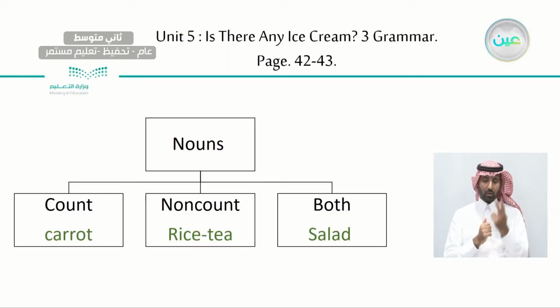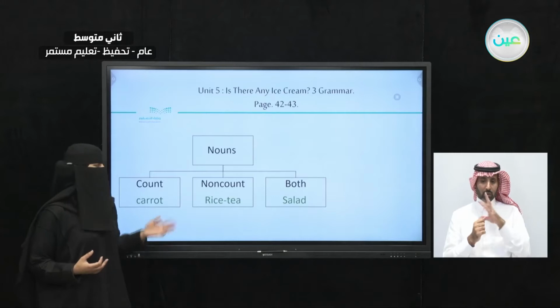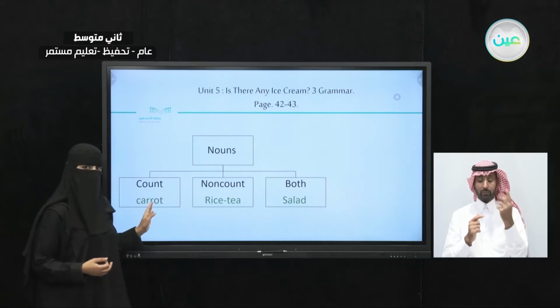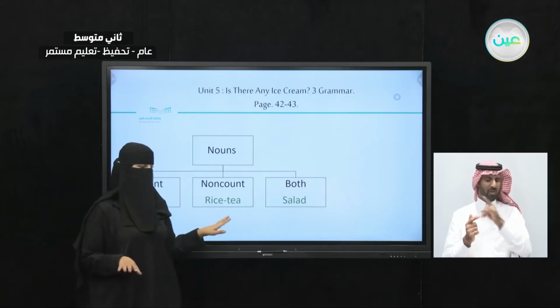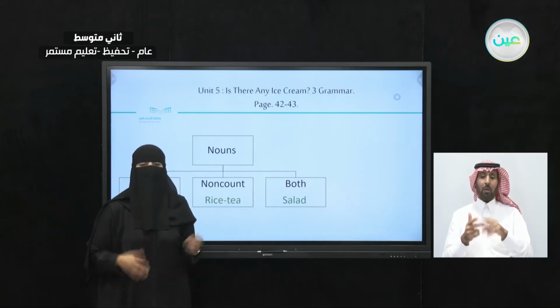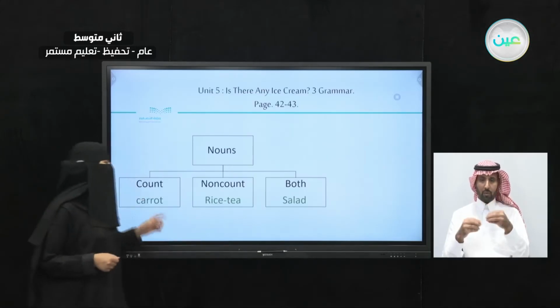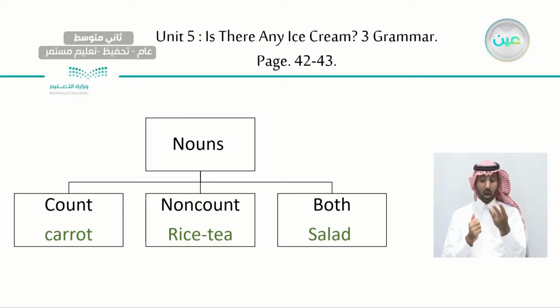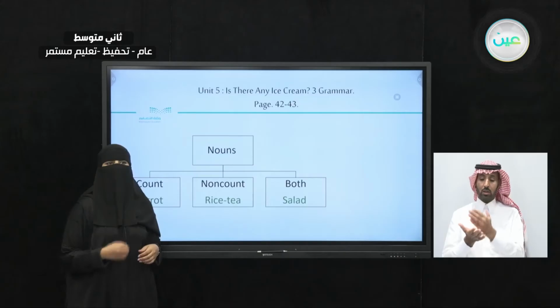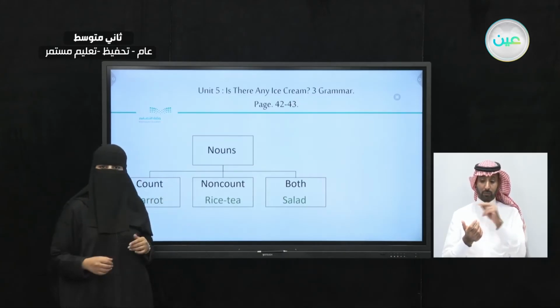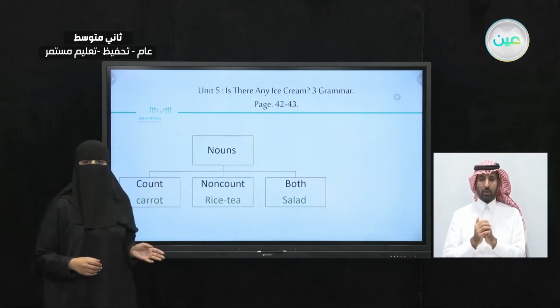So now all of these are nouns. We have three kinds of nouns. We have count nouns, we have non-count nouns, and we have both. So what is the difference and what are we going to do about it? So count nouns like what? Like carrots. I can count carrots, right? I want a salad with 3 carrots. So I can count them. So carrots, it's a count noun.